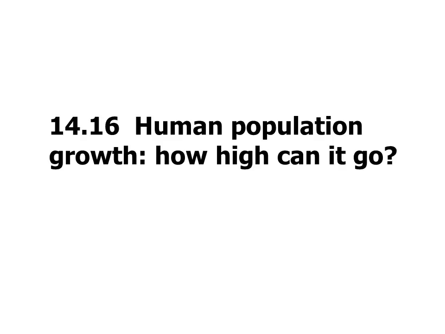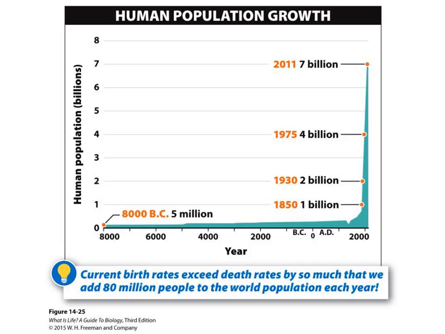How high can the human population actually go? Humans are a phenomenally successful species, very evolved. The numbers don't lie. There are more than 6 billion people alive today, and current birth rates exceed death rates by so much that we add 80 million more people to the total every single year.